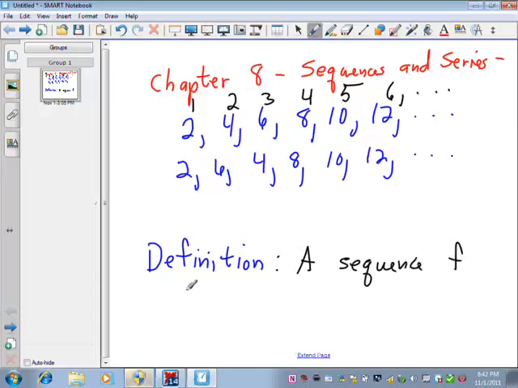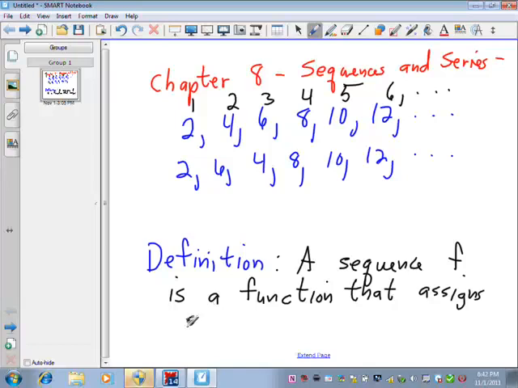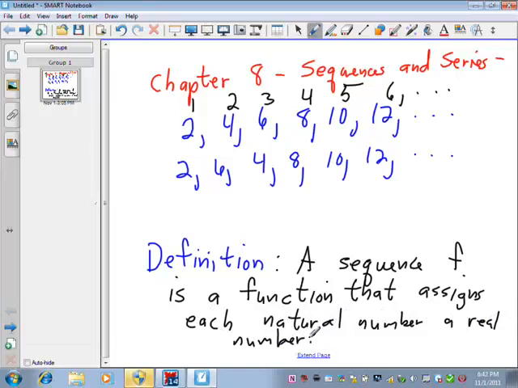f is a function that assigns each natural number a real number. That's all a sequence is. You put in a natural number, 1, 2, 3, 4, 5. 0 is not natural, although we're going to use it. And then you come out with a real number.